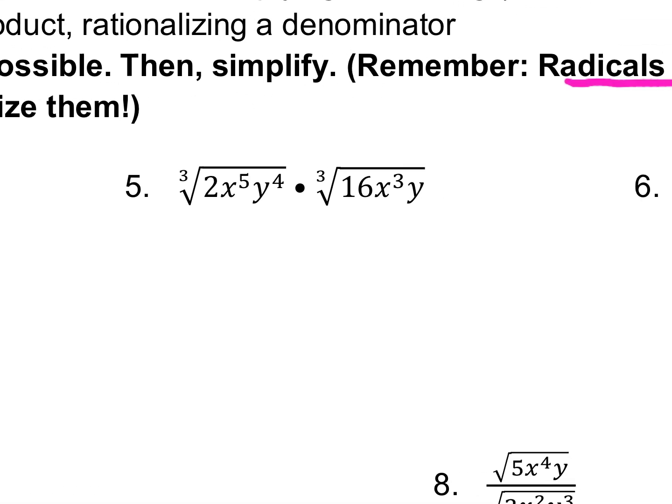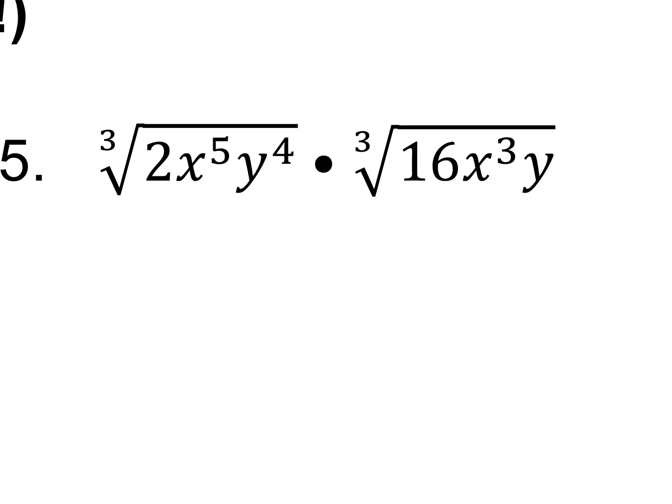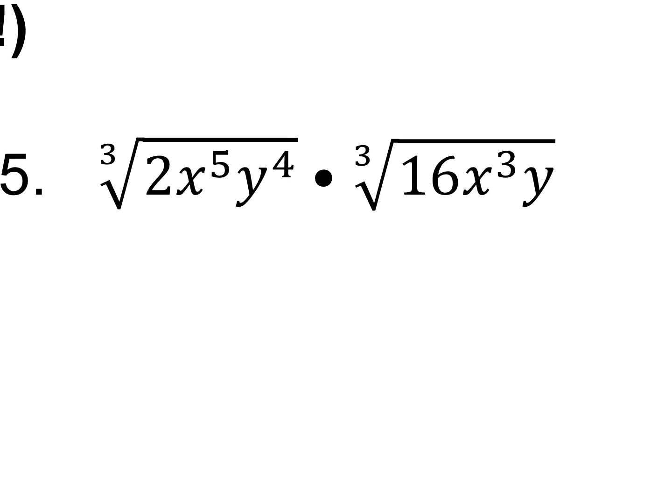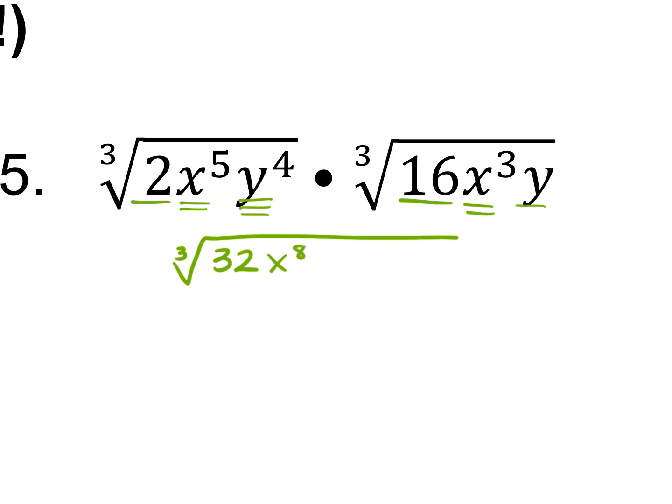All right, number 5. Again, we want to multiply these together. So this is going to be the cube root of 2 times 16 is 32. And then you have x to the 5th and x to the 3rd. So that's x to the 8th. And then y to the 4th, and y is going to give you y to the 5th.